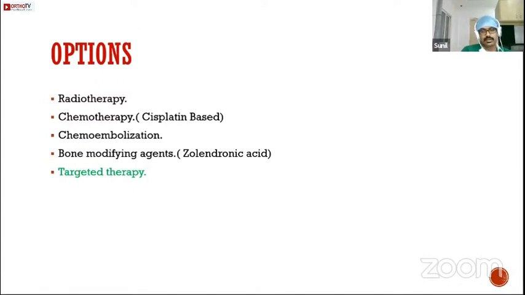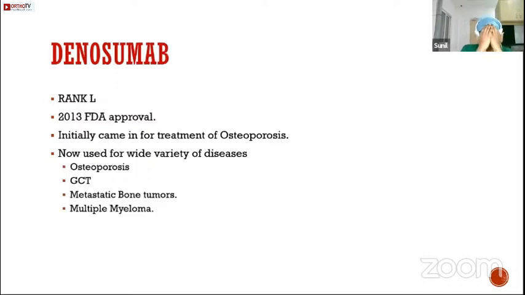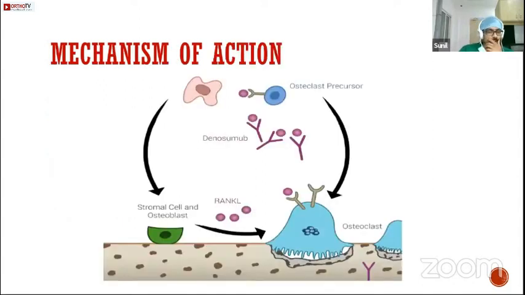Bone modifying agents like zoledronic acid were tried before the advent of denosumab. As we all know, denosumab is a targeted therapy that specifically targets the RANK ligand. The mechanism of action, which I will come to later: it was FDA approved in 2013, initially for treatment of osteoporosis. Now it has been extensively used in osteoporosis, GCT, metastatic bone tumors like breast and prostate cancer, and many others, and multiple myeloma.